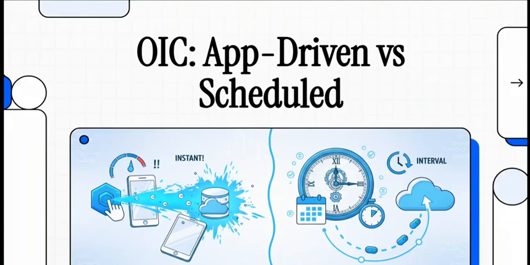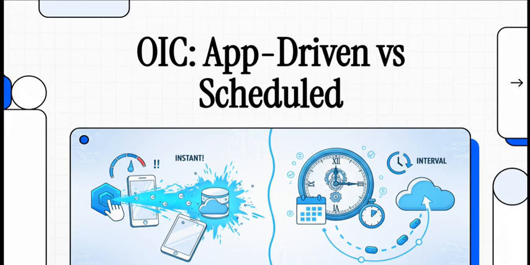Hey everyone! When you're working with Oracle Integration Cloud, or OIC, one of the first big decisions you have to make is all about timing. Seriously, it sets the whole rhythm for how your data is going to move. So today, we're going to break down the two main patterns you'll run into: app-driven versus scheduled orchestration.